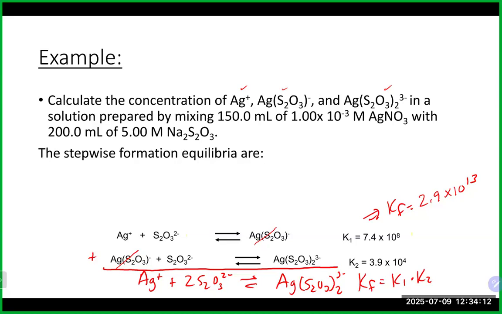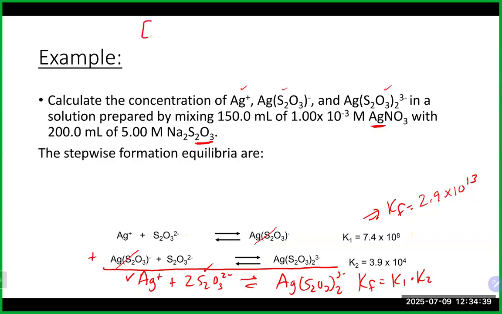Now, we do want to do an ice table here, and we really want to do an ice table once we mix everything together. Once again, the silver nitrate is going to be our source of silver in this reaction, and our sodium thiosulfate is going to be our source of the S2O3 2 minus. So I do want the concentration of both of those together. That is again going to be like an M1V1 equals M2V2 sort of situation.